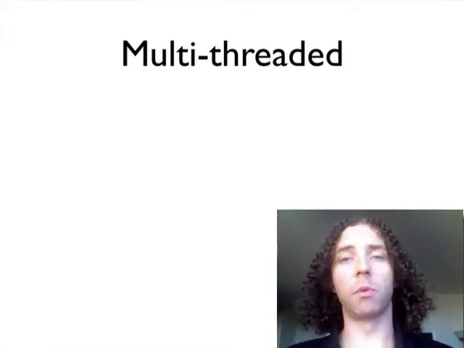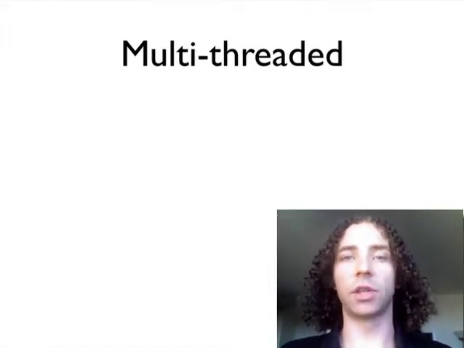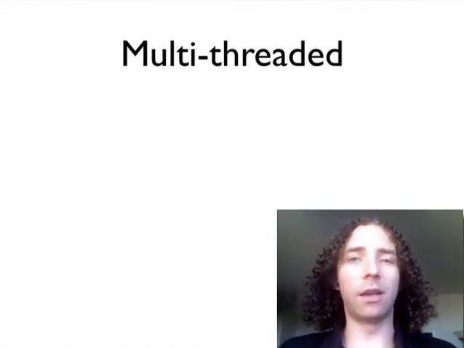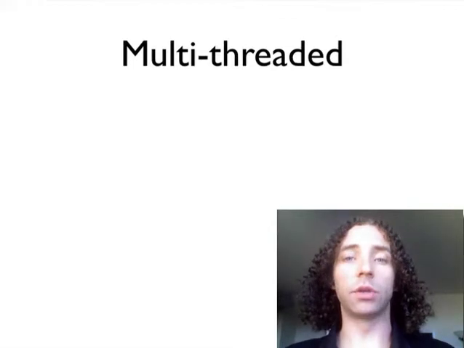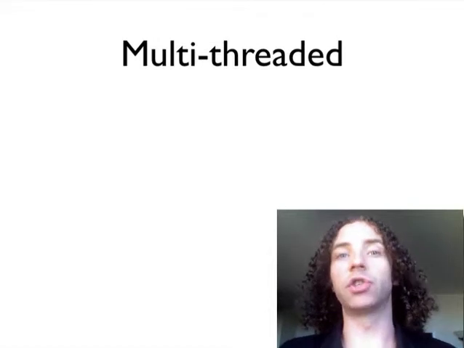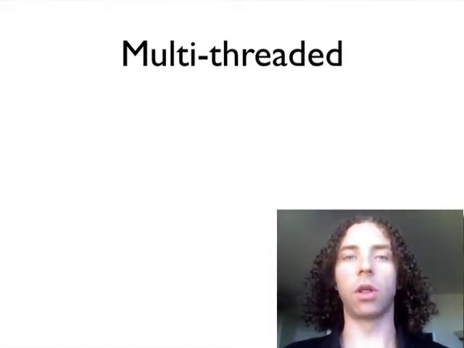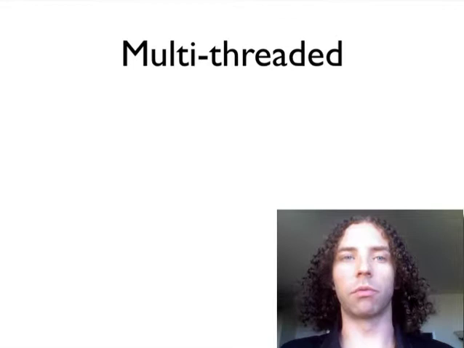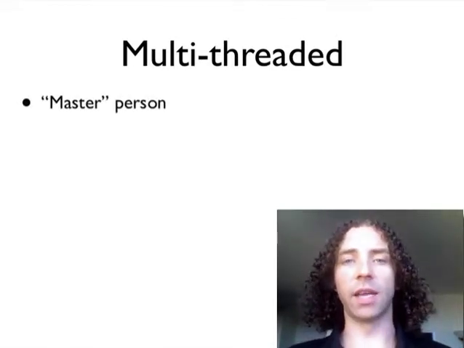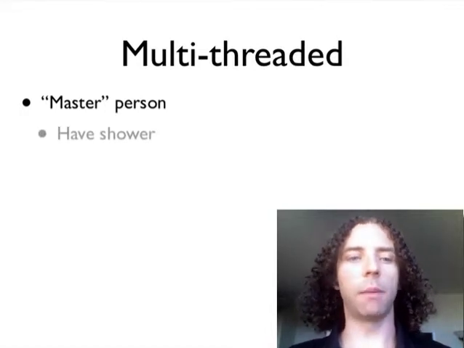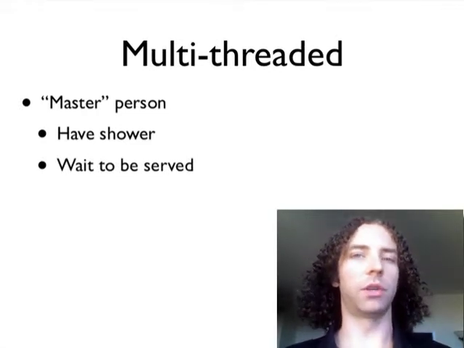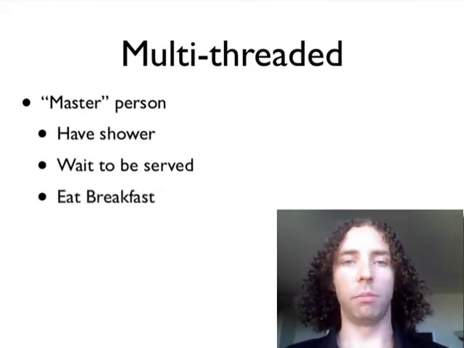In this simple example, we're going to assume that you have, say, a servant that's actually going to help you do these things. This is actually a fairly common model that you'd see in certain kinds of software development, where you often have what's called a master thread and then potentially many slave threads, which all get their instructions, or their marching orders, so to speak, from the master. So first of all, in this case, you'll have the master person, which is you. You wake up and immediately get in the shower. Once you get out, you sit down and wait to be served by the servant. And then you can eat breakfast.